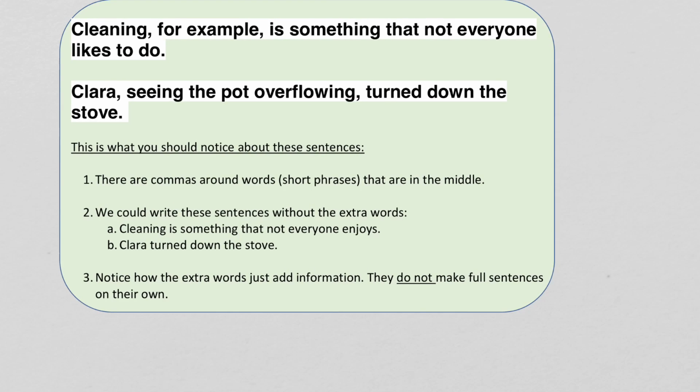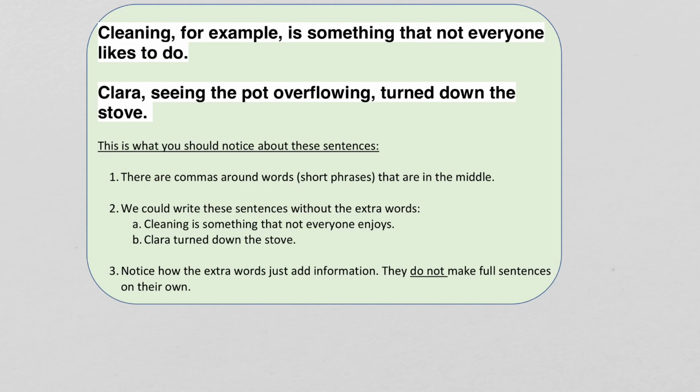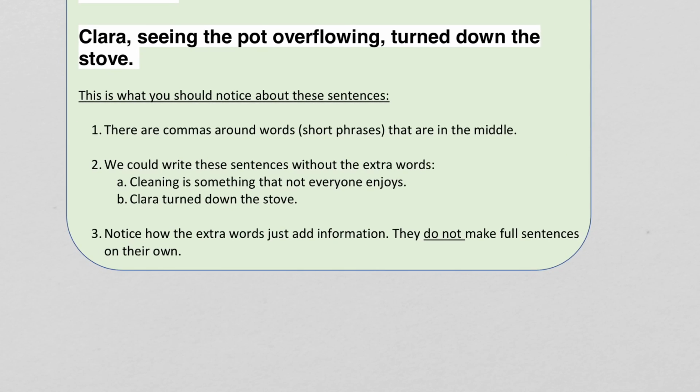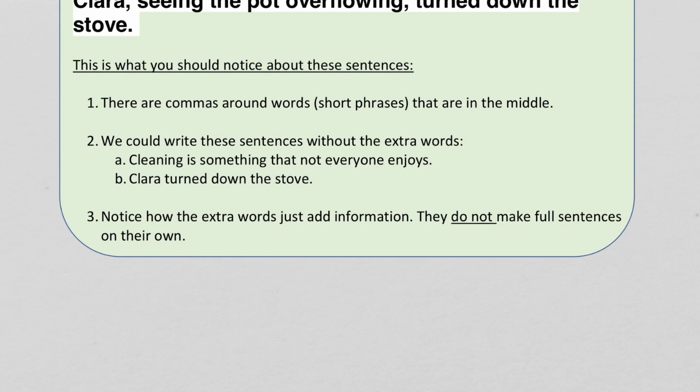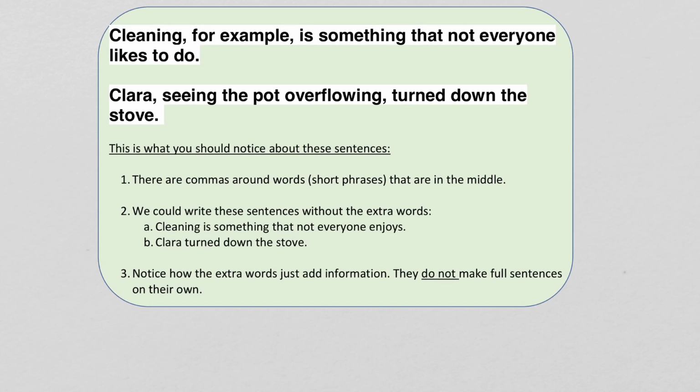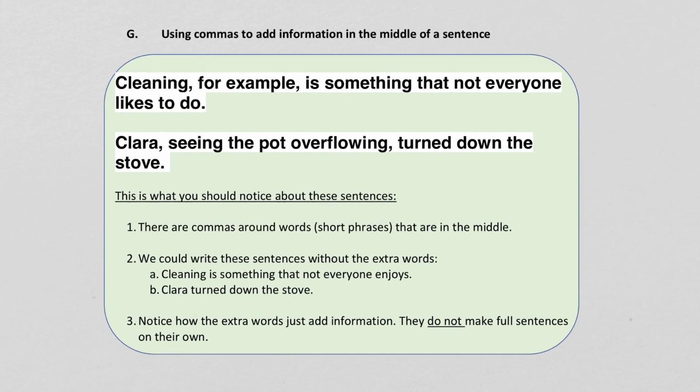We could write these sentences without the extra words in the middle, right? Without having for example in it, and without having seeing the pot overflowing in it. And that's what that would look like right here. Cleaning is something that not everyone enjoys. Or for the second sentence, Clara turned down the stove. Notice how the extra words just add information. They do not make full sentences on their own. So that's some really important information to know.